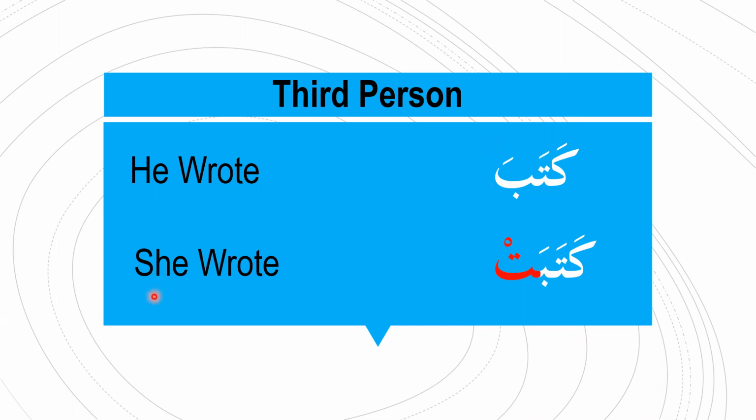And then to say she wrote, we will only add the ta. So we'll say katabat. So kataba will turn into katabat. She wrote.